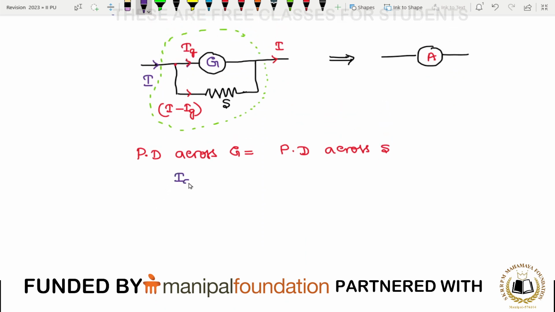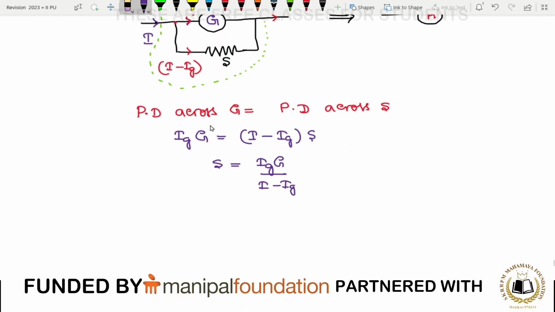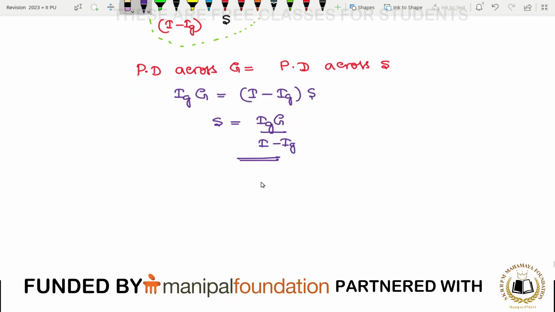So that is Ig into G equal to I minus Ig into S. So S is equal to Ig into G divided by I minus Ig. So the required shunt resistance is S equals Ig into G divided by I minus Ig. Okay, this is the S value.